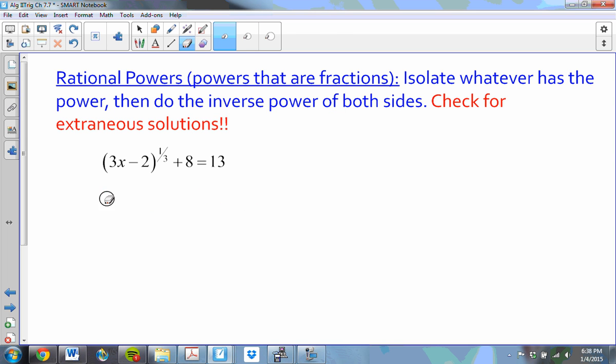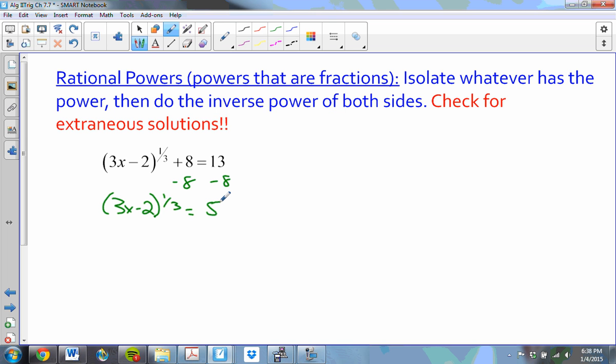To solve it, I can just solve this equation like regular, where I subtract an 8 from both sides, and I get 3x minus 2 to the 1/3 equals 5. Now I really want this 1/3 right here to become a 1. I want to make that go to the first power, because, well, the identity is 1, that's what I'm trying to say here.